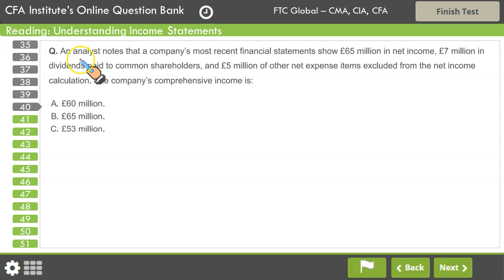An analyst notes that the company's most recent financial statement shows 65 million pounds in the net income. This is your net income.